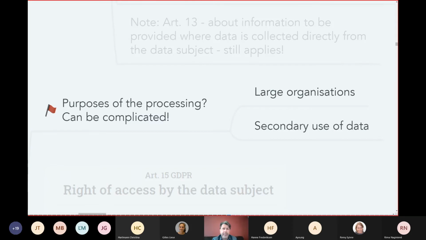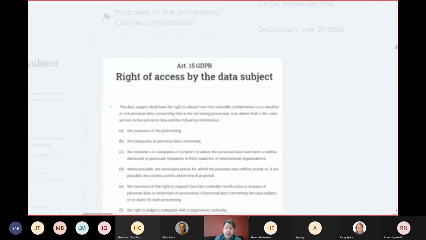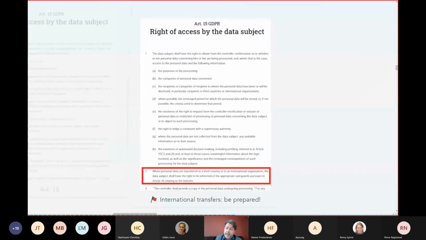I mean, in practice, and I've worked for such a petrol company, there are hundreds of purposes of processing. So in practice, this can be very, very complicated. So definitely for this right, you should be prepared. The good thing is that usually you should only do it once, because most of the processing will be the same despite what data subject it is. Or at least for each type of data subject, it's the same answer that you can give. So it's usually a kind of one-time job. That's the good thing.